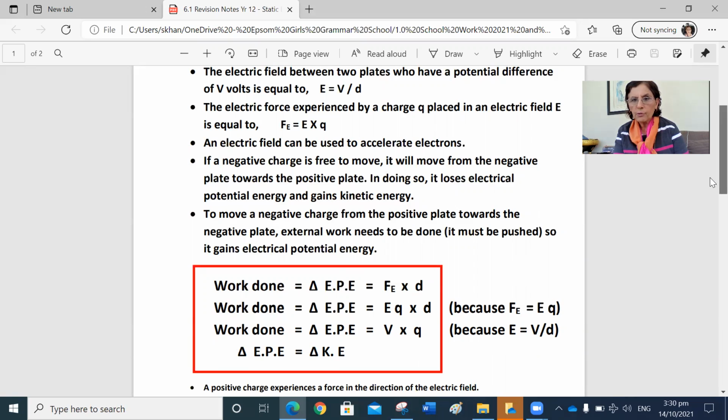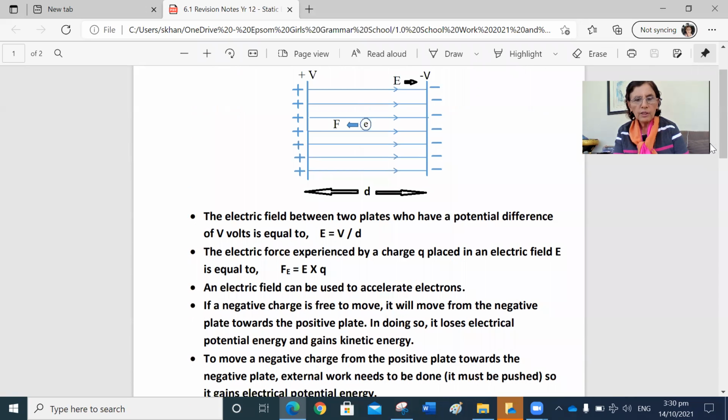In other words, when an electron moves from here to there, the electrical potential energy is E times Q times D, as was the equation down here. So electrical potential energy changes into kinetic energy. If you want to move the electron backwards, you will have to apply an external force, and then kinetic energy will be changing into electrical potential energy. It will be opposite for a positive charge.